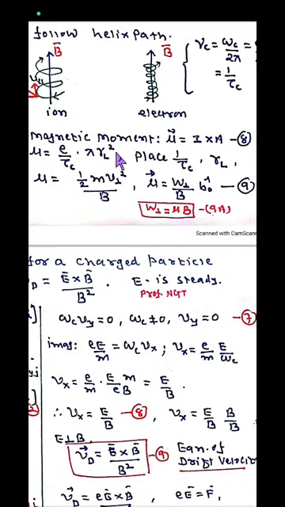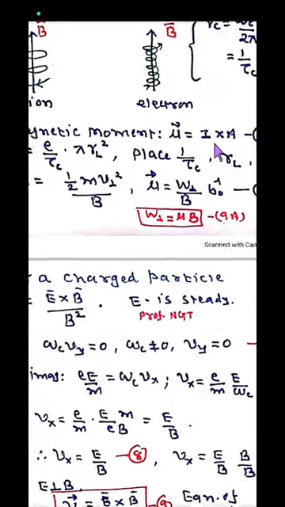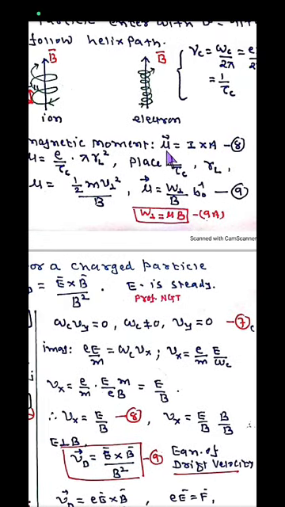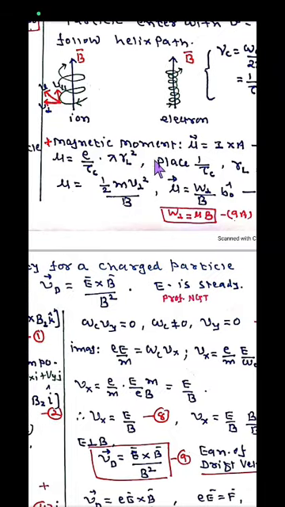Now again, we want to calculate the magnetic moment mu equal to I cross A. I means current. When a charged particle is moving, current will be produced, and A is the area enclosed by the surface. So magnetic moment mu equal to I cross A. So I equal to charge divided by time, and A equal to pi R_L square.